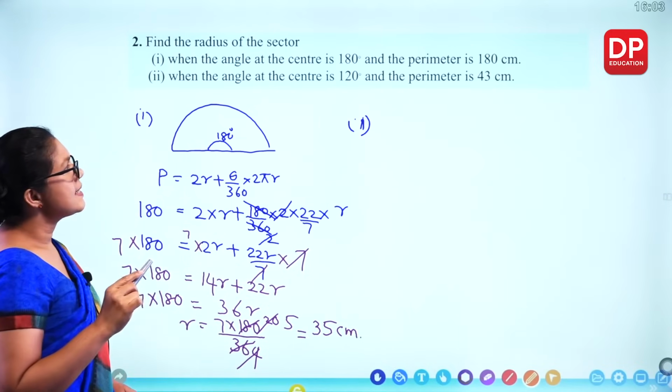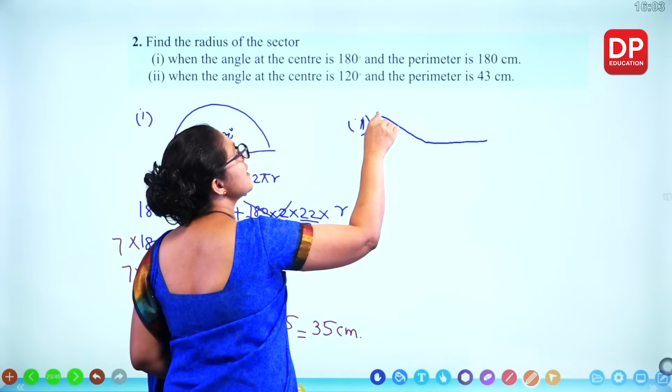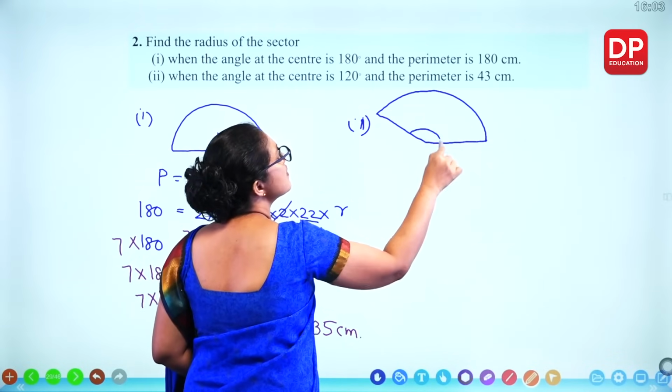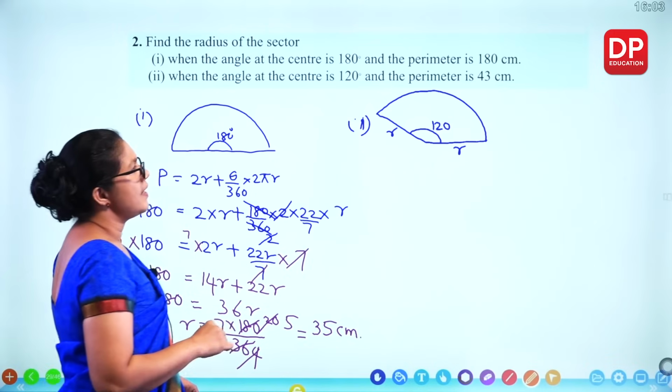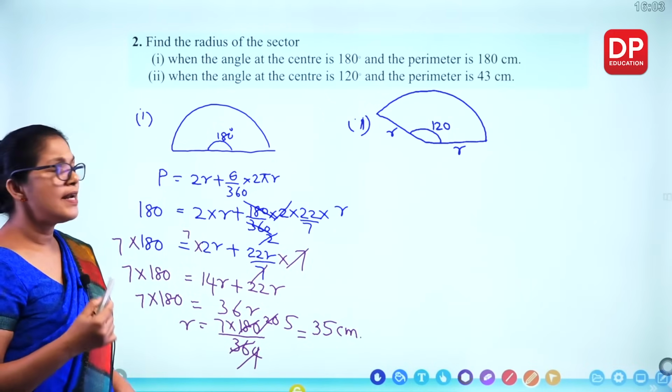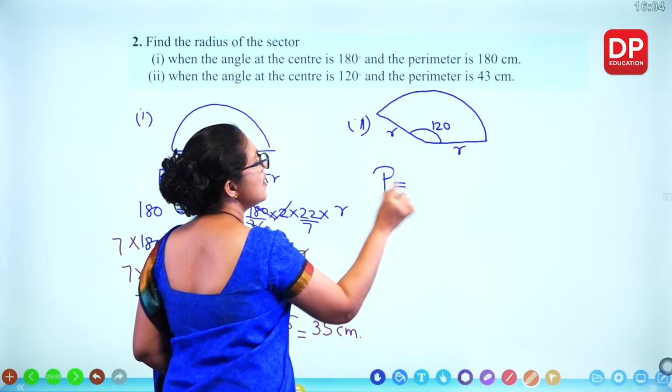When the angle at the center is 120, 120 is an obtuse angle. So something like this. This is given 120 and we'll put r as the radius. The perimeter is given as 43. So here we use the formula.